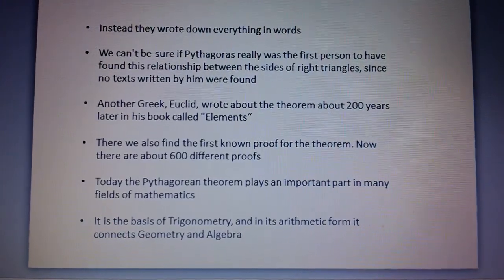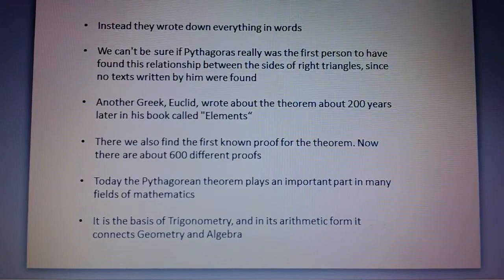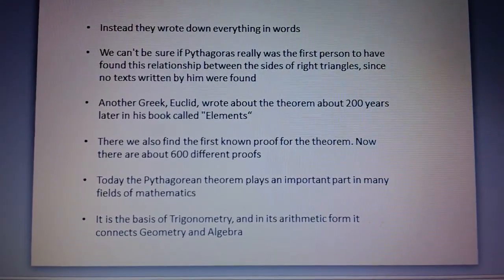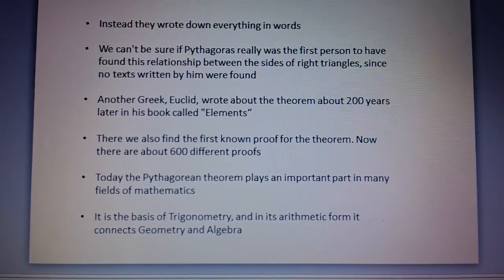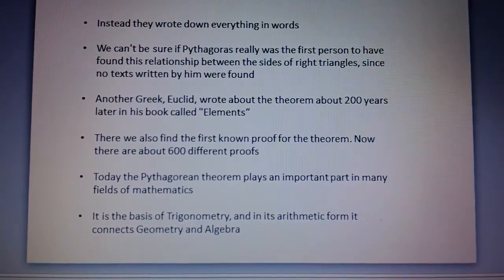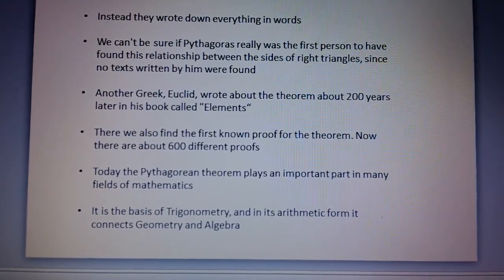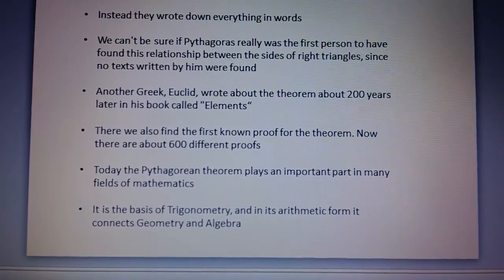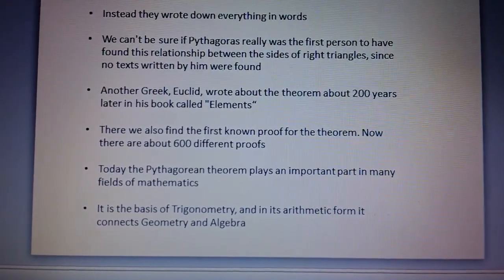Euclid was a well-known Greek mathematician. He wrote the book called Elements, and in there he has proofs for the Pythagorean theorem. There's actually about 600 different proofs that are now available for the Pythagorean theorem.